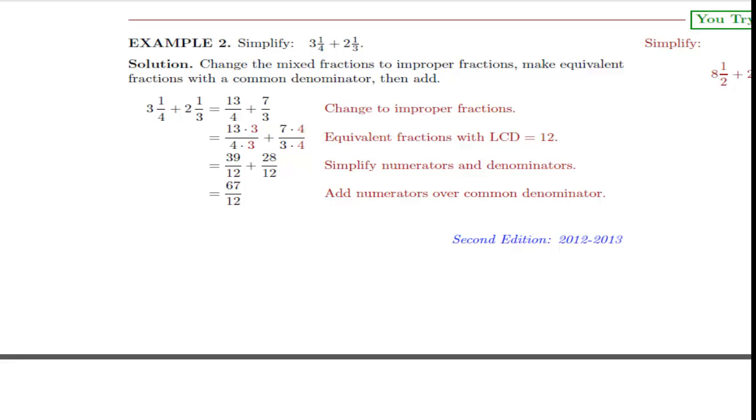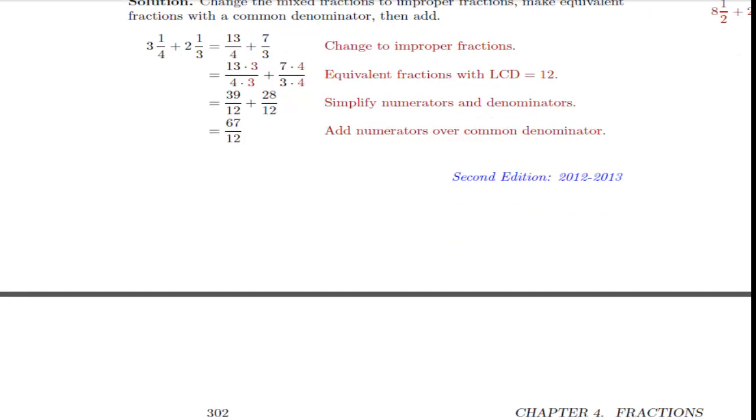Solution. Change the mixed fractions to improper fractions, make equivalent fractions with a common denominator, then add. 3 1/4 equals 13 over 4, and 2 1/3 equals 7 over 3. The LCD of 4 and 3 is 12. To get equivalent fractions with the denominator of 12, multiply the first fraction by 3 over 3 to get 39 over 12, and the second fraction by 4 over 4 to get 28 over 12. Then add the numerators, 39 and 28, to get 67 over 12.